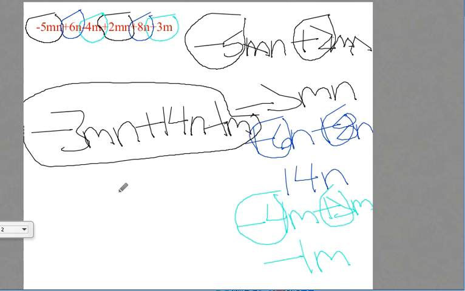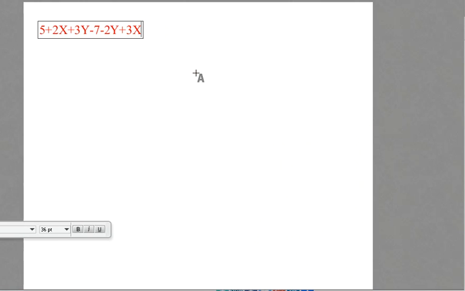And we can't combine these any further. This term has an m and an n. This term has just an n, and this one has just an m. So none of them are like terms. Let's go ahead and do the last one, question number 3.